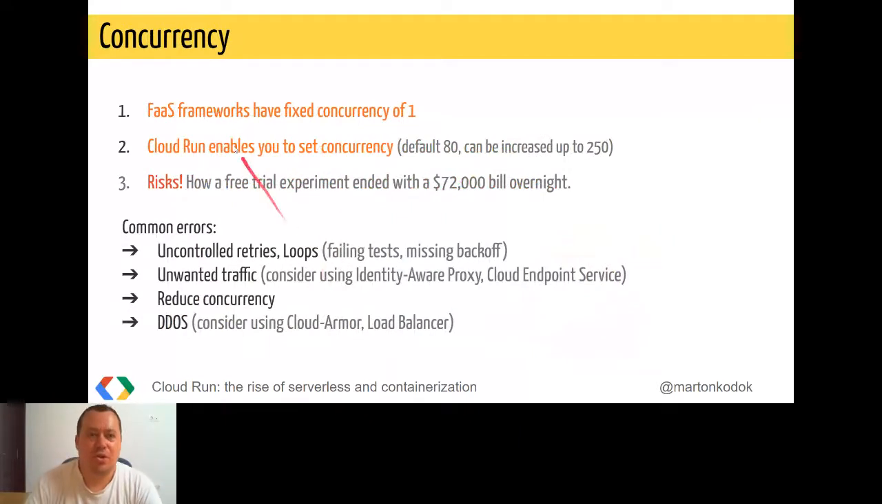When we talk about concurrency, function as a service frameworks usually have a fixed concurrency of one. You have seen this also on Amazon, also on Google. This is a fixed concurrency of one. Cloud Run enables you to set concurrency. Default is 80, but can be increased up to 250, as I mentioned on the WebSockets feature just moments ago.